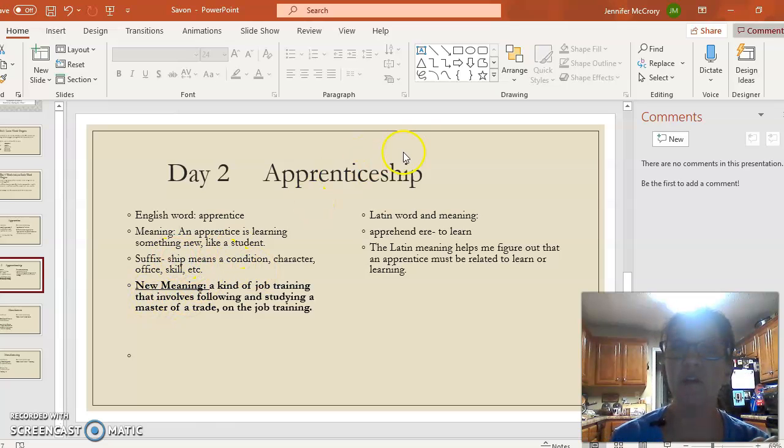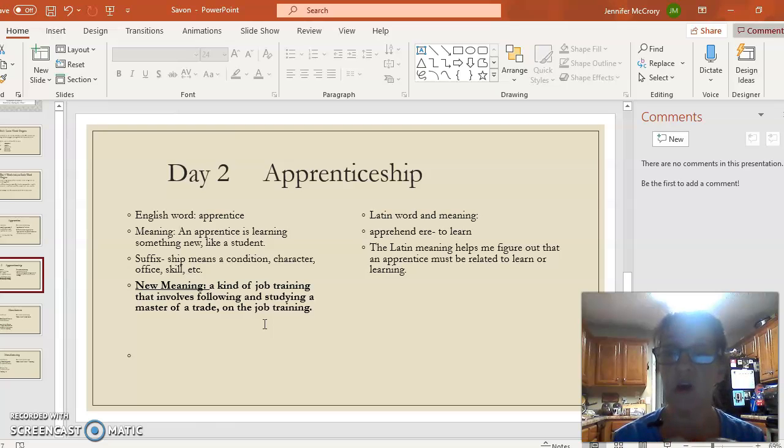I have to look at the suffix now. I notice it has a suffix and it's ship, and it means a condition, maybe a character, office skills, etc. So I can put those pieces together with what I've learned, and my new meaning is going to tell me that an apprenticeship must be a kind of job training that involves maybe following and studying a master of a trade. Maybe like what we know today is like on the job training.